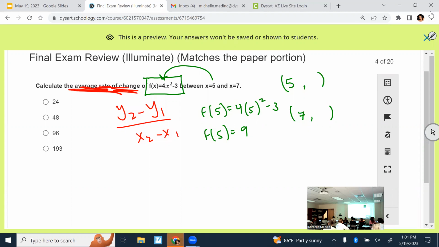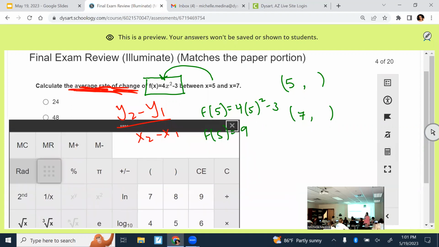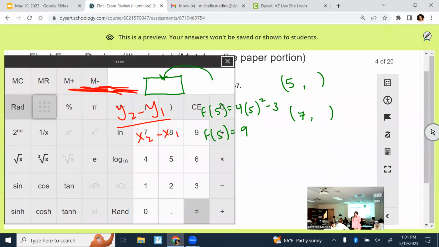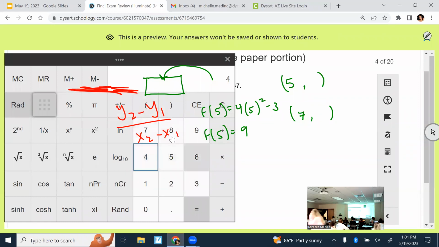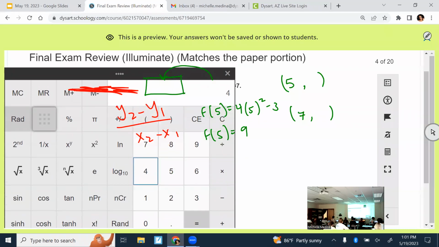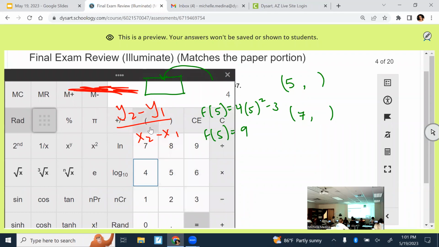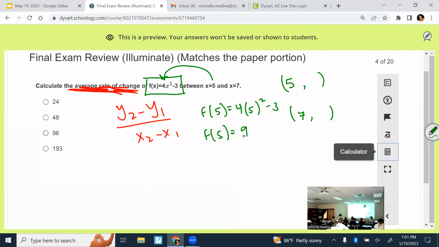Hold on, let me put it in. I'm asking for what f of 5 is. So 4 times (5 squared minus 3). Okay, equals 97. I guess I didn't remember it from earlier. So one of my coordinates is (5, 97).